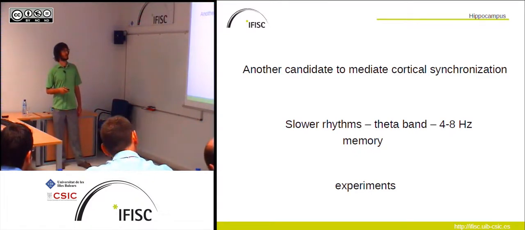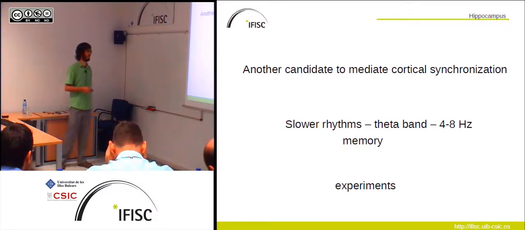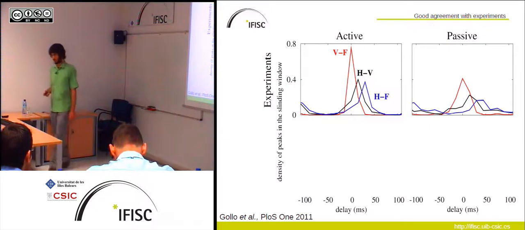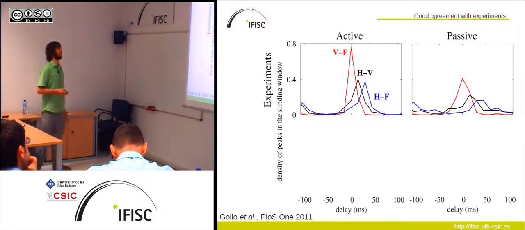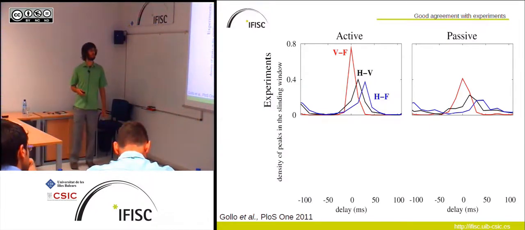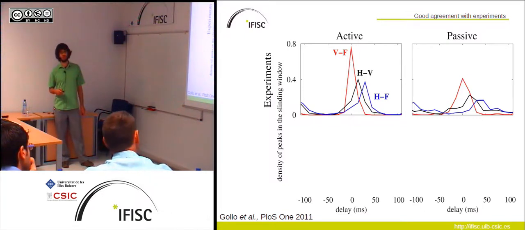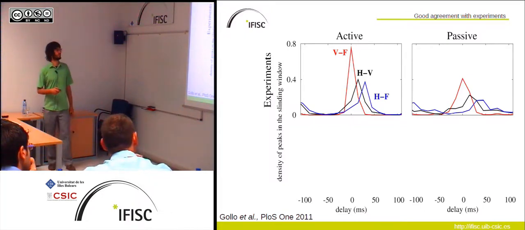Another motivation for us to consider this circuit was that our collaborators in Seville had some experiments. They found some traces of dynamical relay, and we could see whether we could model the dynamical relay for this system. They were looking at three regions: two cortical areas, the visual cortex and the frontal cortex, and the hippocampus.